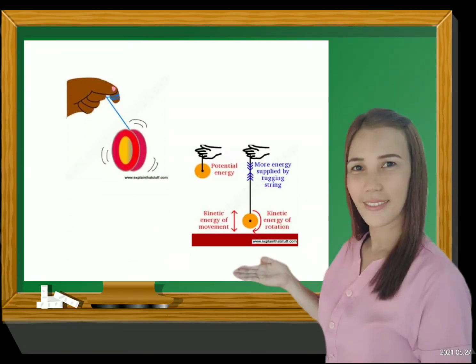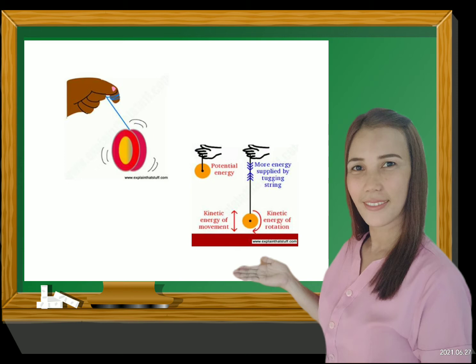A yo-yo drops and its potential energy changes to kinetic energy. As the yo-yo falls, its string unspooling, it spins faster. Some of the energy that would go into falling has been transformed into the rotational energy of spinning. So about halfway through the fall, the yo-yo's descent speed actually slows.